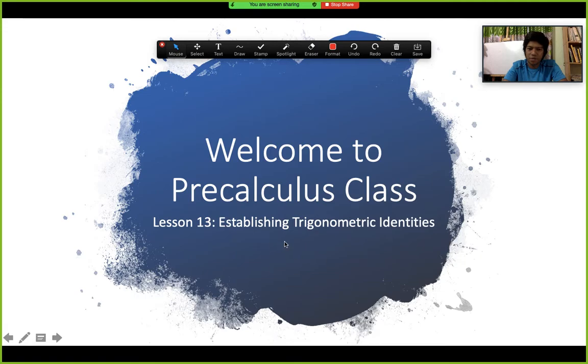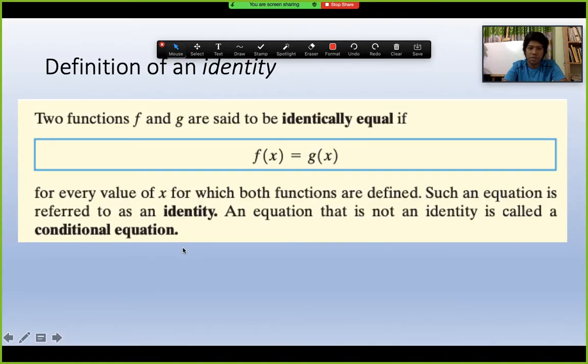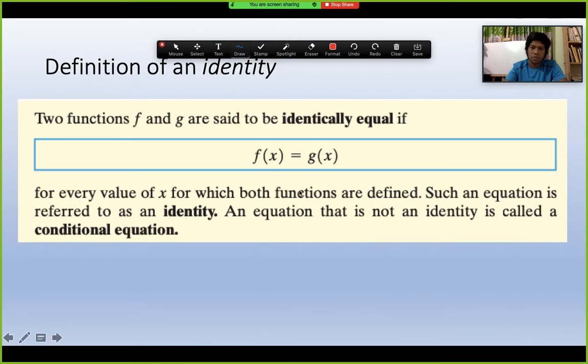This is about establishing trigonometric identities. So let's look at this. Use algebra to simplify trigonometric expressions, establish identities, and practice maths and homeworks. Our first topic is the definition of an identity. Let's look at an example.